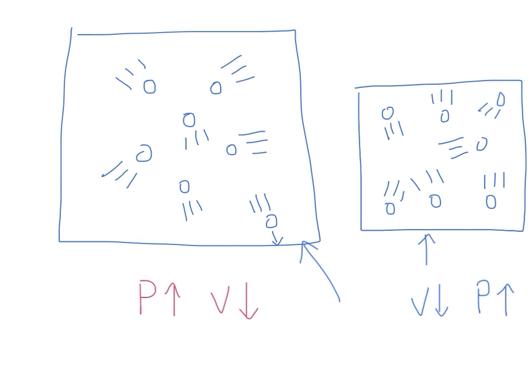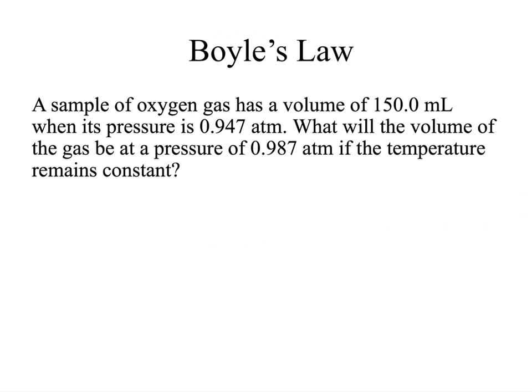So let's take a look at a word problem that deals with Boyle's law. Here we have a sample of oxygen that has a volume of 150 milliliters when it's at a pressure of 0.947 atm. What will the final volume of the gas be at a pressure of 0.987 atm if the temperature remains constant? So here we have our first volume, our initial pressure, and a final pressure. Now if you notice, the final pressure goes up. So the question is, what's going to happen to our volume as we increase our pressure?